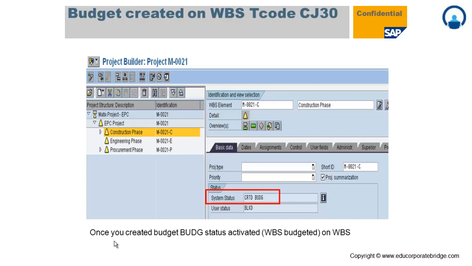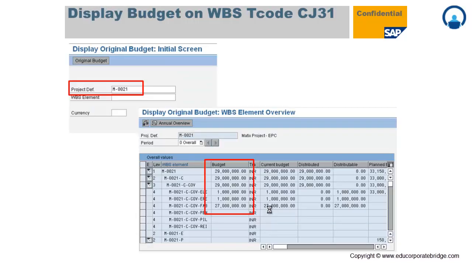Once you create the budget, the system will automatically show one status, that is BUDG, on your WBS where you have done the budgeting. This means that the particular WBS has been budgeted, or the allocation of budget is done at that WBS level. Now to display that particular budget, you have the transaction code CJ31, where again you need to provide the appropriate project or WBS, and you can find out the budgeted values.